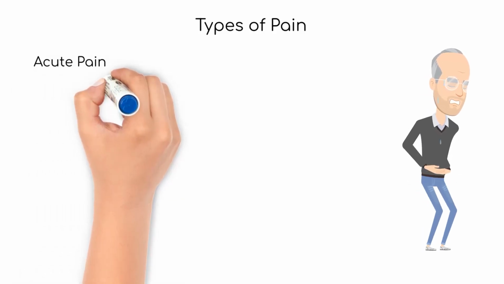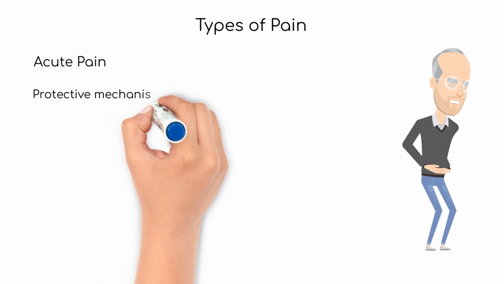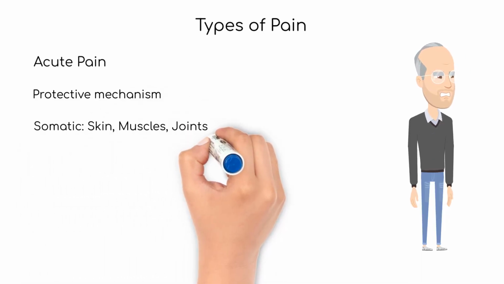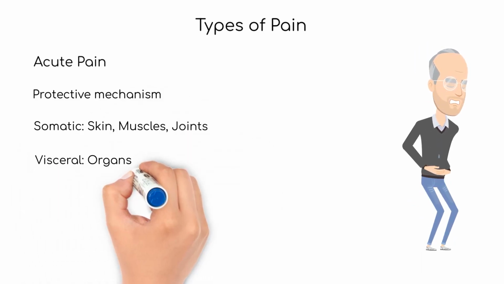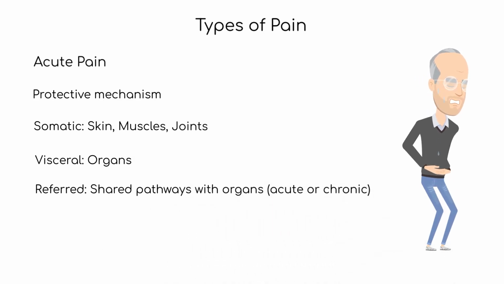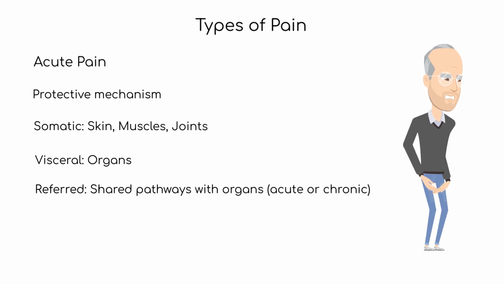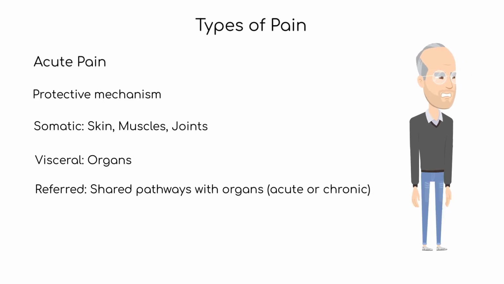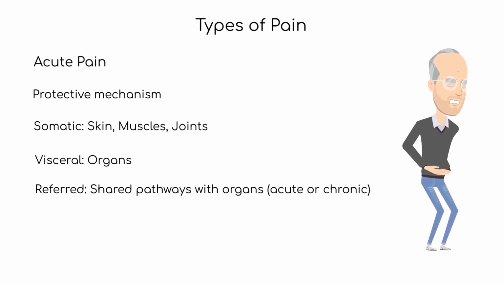Acute pain acts as a protective mechanism and lasts from a few seconds to several months. Acute pain can be classified as somatic, from skin, muscles, or joints, visceral, from organs, and referred, in which pain pathways are shared in the spinal cord from multiple sources. Referred pain can be acute or chronic.